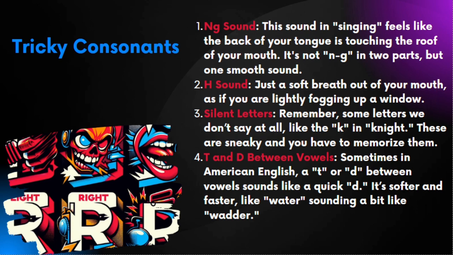And number 4, the T and D between vowels. So sometimes in American English, a T or a D between vowels sounds like a quick duh. It's softer and faster, like water, sounding a bit like wadder. We're going to focus on that with the American T lessons that I'm going to publish later, but we'll get into that again in detail later on.